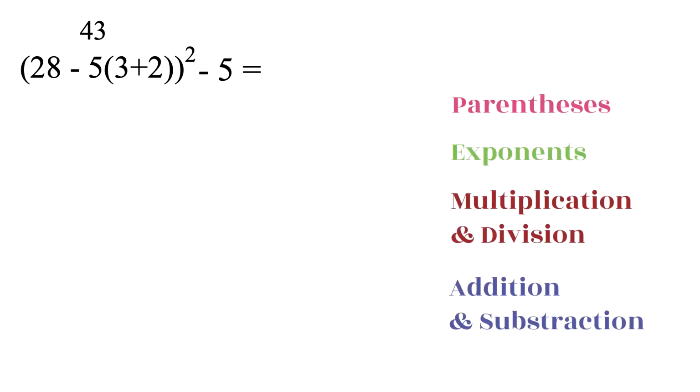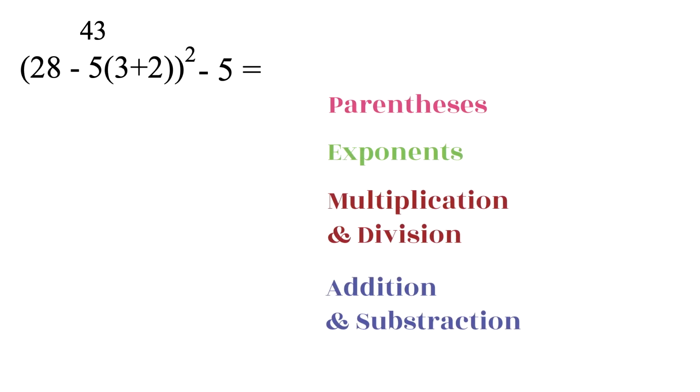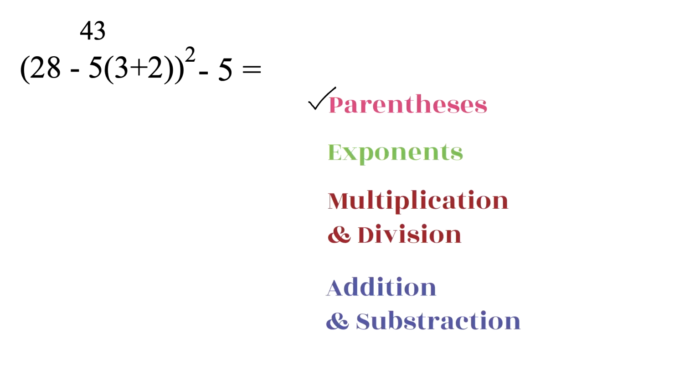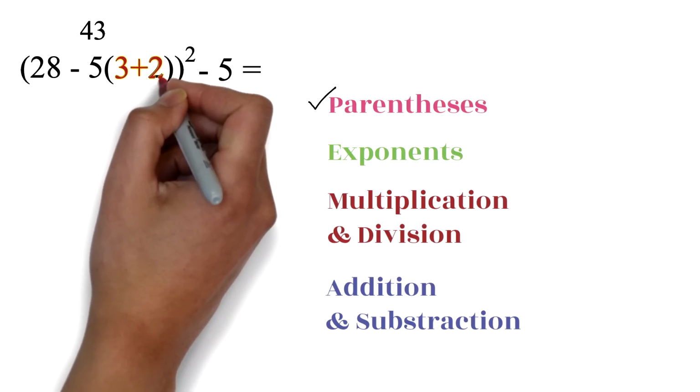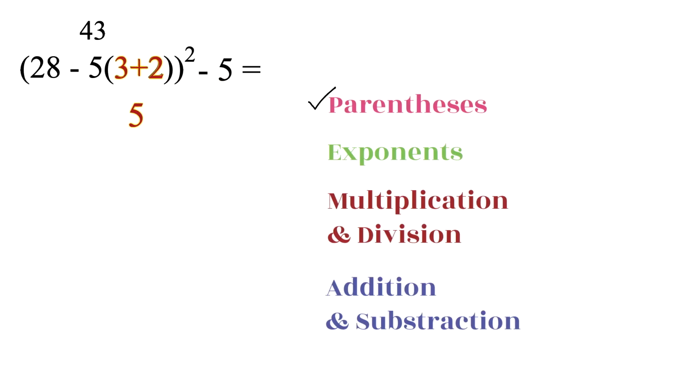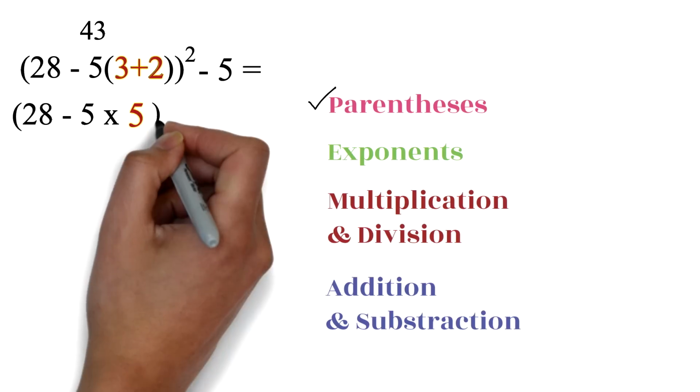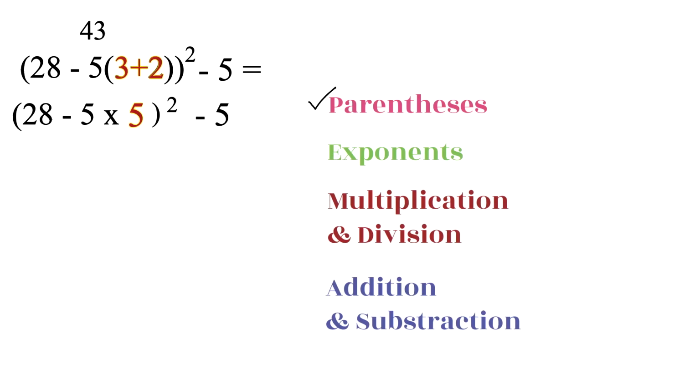We are supposed to calculate this without using a calculator. Let's bring our order of operations. Again, we will perform the operations within the parenthesis first. We notice that there's parenthesis within parenthesis. In this case, we will perform the inner one first. So we have 3 plus 2 to get 5. We now have parenthesis 28 minus 5 times 5, all squared, minus 5.